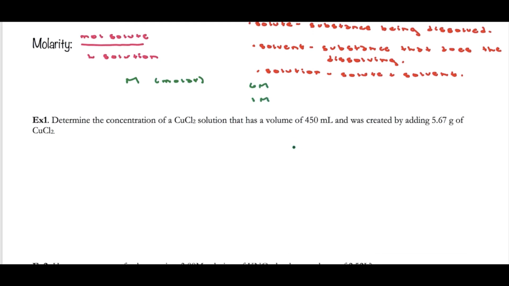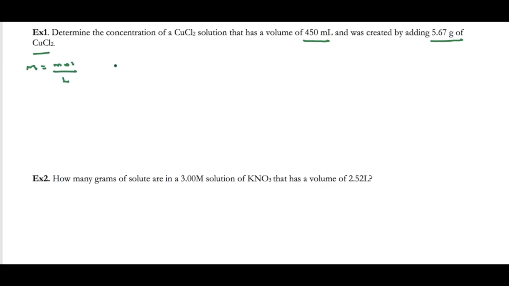Okay, let's look at 3 problems that have you use molarity. All right, for this first one, it says determine the concentration of copper chloride solution that has a volume of 450 mL that was created by adding 5.67 grams of copper chloride. So remember, molarity is your moles of your solute divided by your liters of solution. Okay, so for this problem, my solute is the 5.67 grams. But I can't plug that into my molarity formula yet because I am in grams and I need to be in moles. So I'm going to first convert out of grams, get myself into moles.